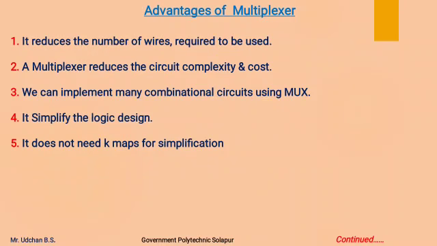Now we will see the advantages of the multiplexer. It reduces the number of wires required to be used. A multiplexer reduces the circuit complexity and cost of the circuit. We can implement many combinational circuits using a multiplexer. It simplifies the logic design and it does not need a K-map for its simplification.